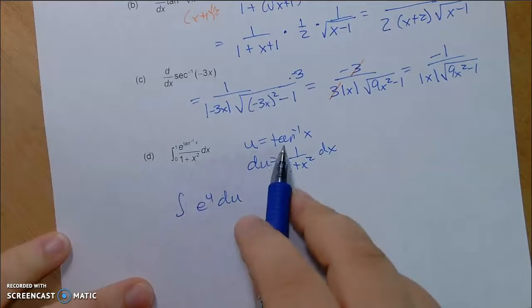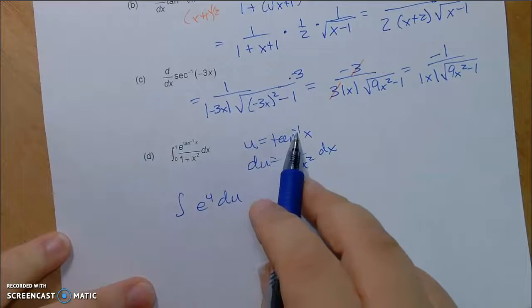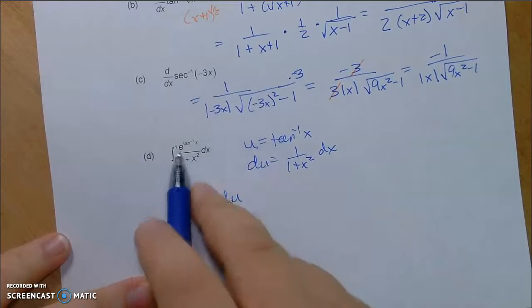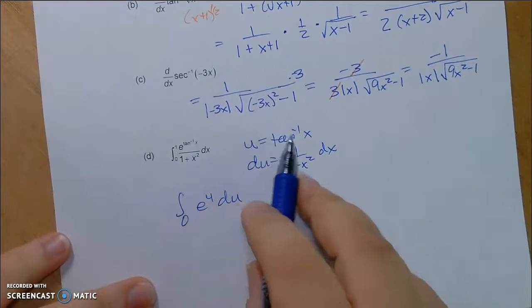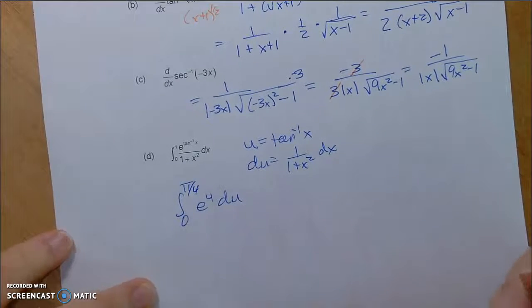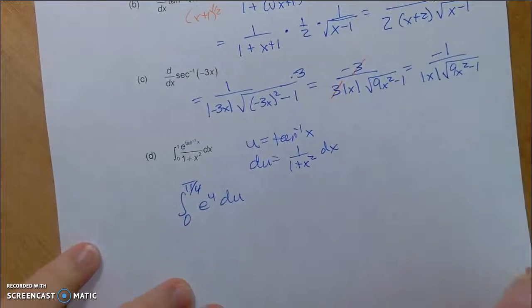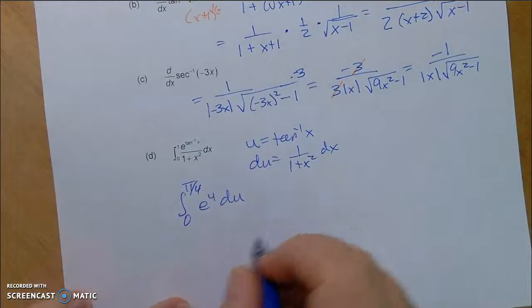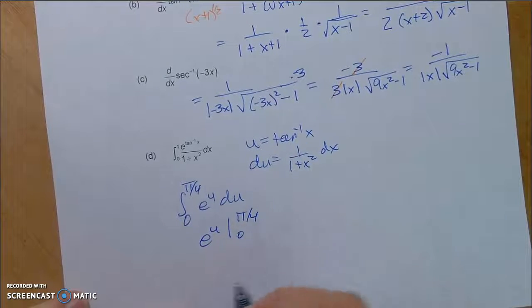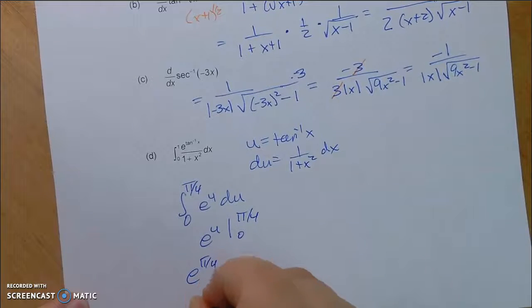Plugging in 0. What angle gives a tangent ratio of 0? Well, that's 0. What angle gives a tangent ratio of 1? Well, that's pi over 4. All right, so let's integrate. When we integrate, we get e to the u, evaluated from 0 to pi over 4. Plug in: e to the pi over 4 minus e to the 0. We do have to take care of this one: e to the pi over 4 minus 1.